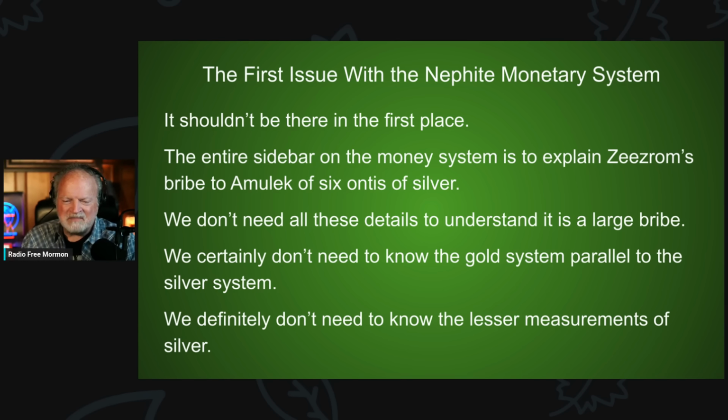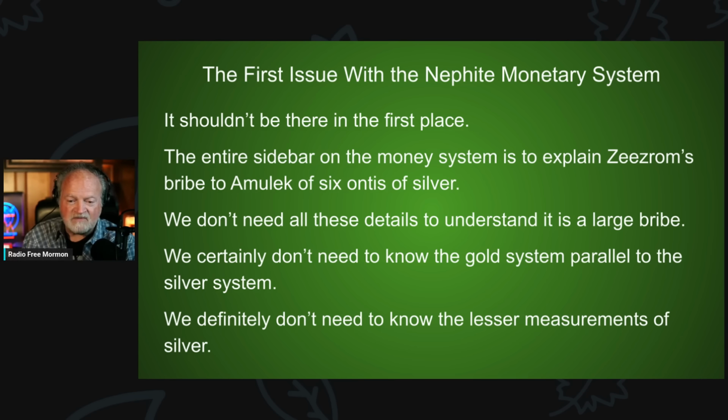And so it's really a big amount of money, and that's why they go into all the detail of the monetary system. However, you don't actually have to go into all that detail to explain what 6 onties of silver are. We don't need all those details to understand it is a large bribe. Thank you very much. We certainly don't need to know the gold system that is parallel to the silver system, because this gold system is the same thing as the silver system, at least in the larger values.